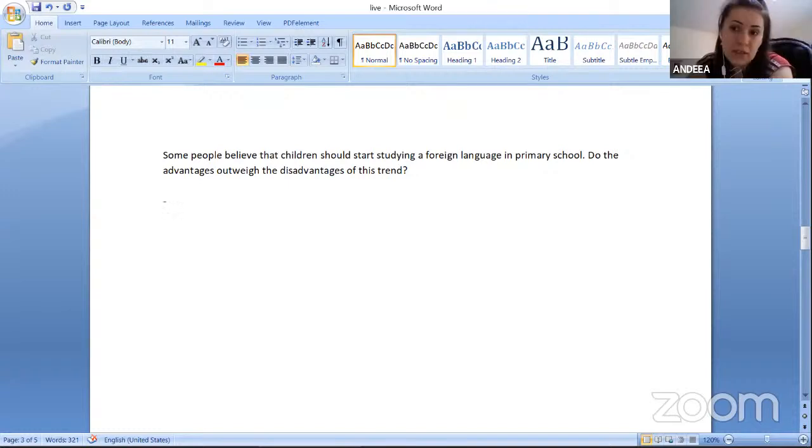A disadvantage. Yes. The disadvantage can be that in the future, if they go in another country, they can't. Okay, be careful. So the question is, should children start studying a foreign language in primary school or not? So we have to find one disadvantage of this. Children studying foreign language in primary school. Does it have any negative aspects?